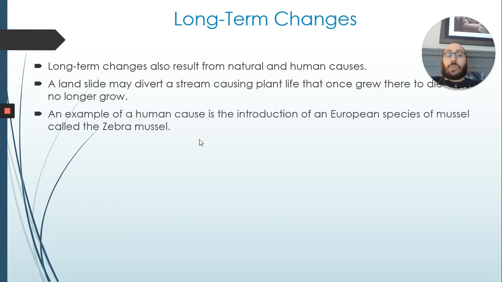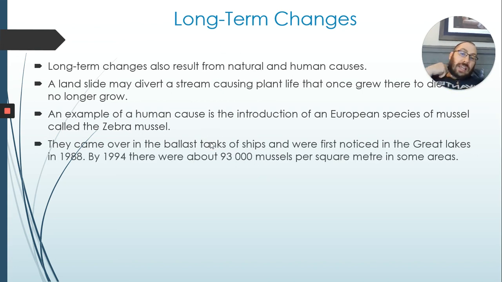Okay, so an example of a human-caused one is one that's near and dear to a lot of our hearts, and it's the zebra mussel. I highly recommend you guys look in the textbook for this. The zebra mussel is a European species of mussel that came from Europe on tanker ships. They came over in the ballast tanks of ships, and they were first noticed in 1988, so not that long ago. According to me, not that long ago.